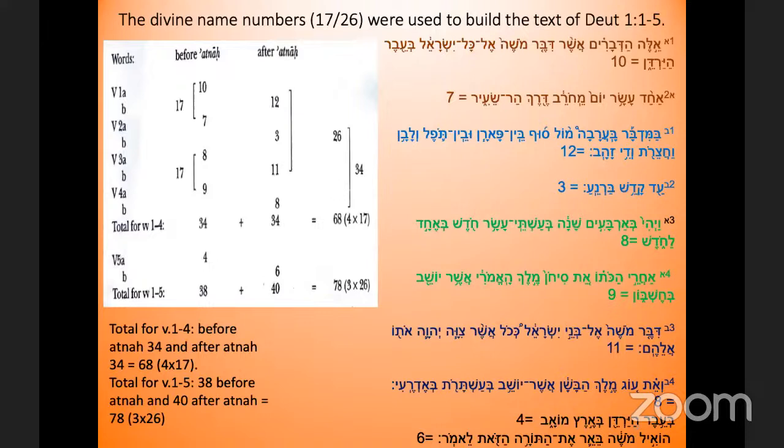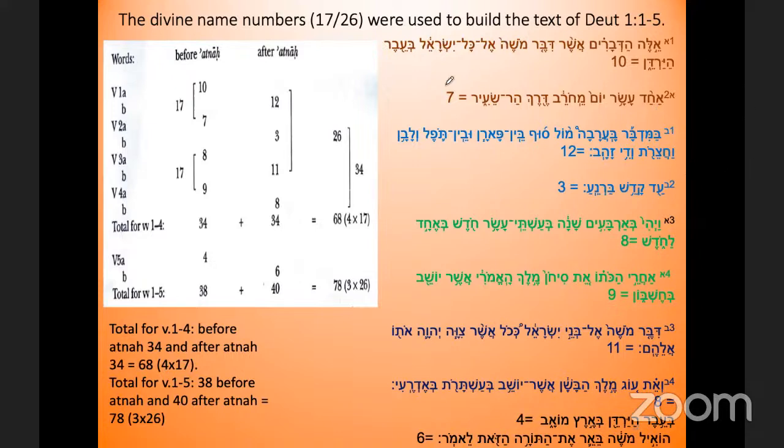And then this probably looks scary, but I'll try to make it unscary. So divine name numbers are used to build the text of Devarim, but it goes further than that. Remember, this is only a real small synopsis of what's taking place, or these hidden messages, quote unquote. So this is just Devarim verses 1 through 5. Okay. So, but there's more, a lot more.